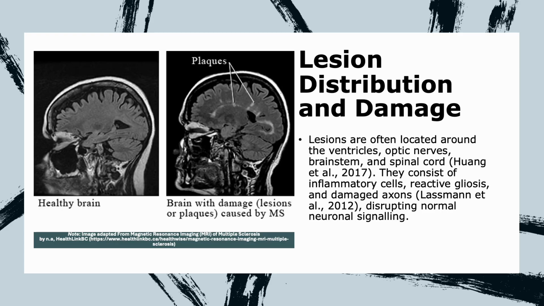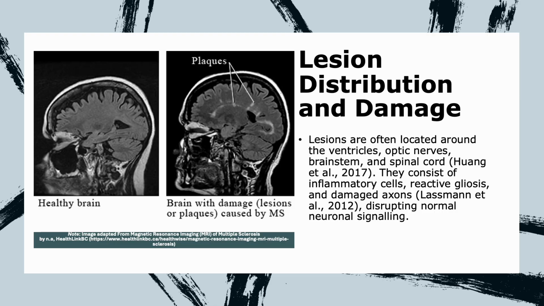This comparison of MRI images helps highlight the regional damage caused by MS. On the right, a healthy brain shows normal white matter without lesions. On the left, the brain with MS shows multiple hyperintense plaques on T2-weighted imaging, especially around the ventricles and corpus callosum, classic locations for demyelinating lesions. These lesions represent areas of focal inflammation, myelin breakdown, and axonal damage.